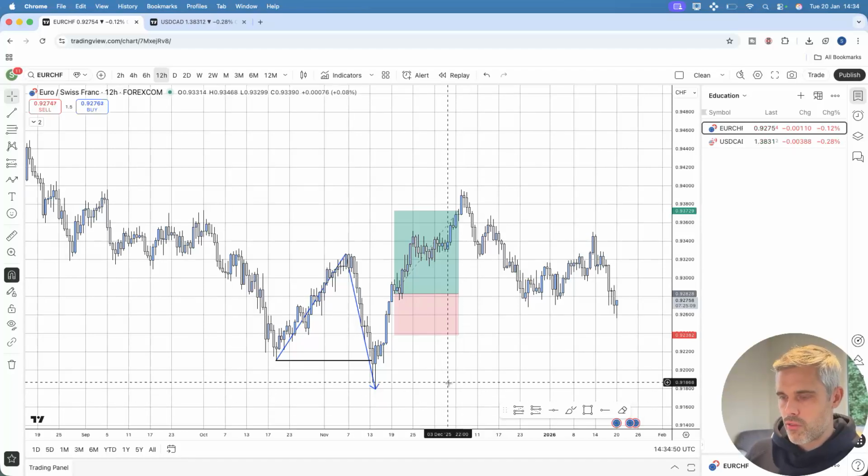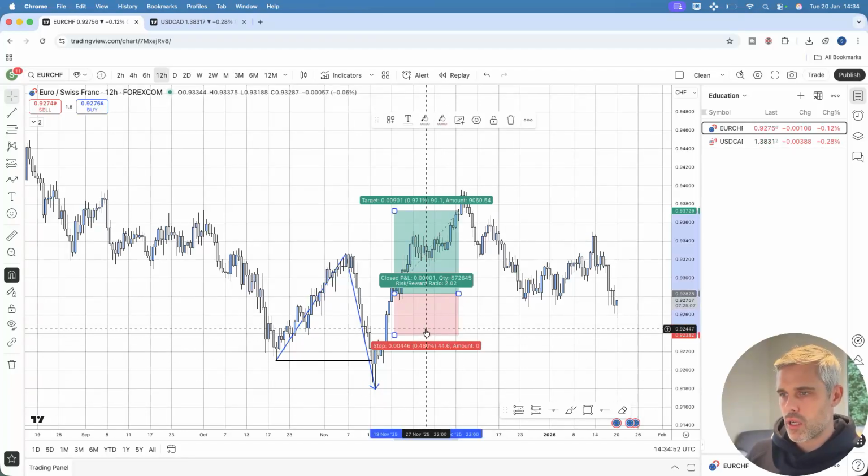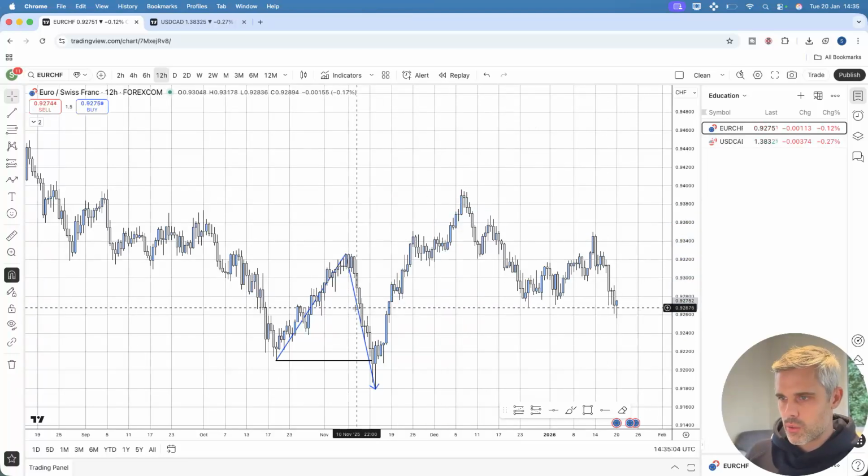Let me show you how to effectively use proper shifts in market structure to take high probability trades like this 2R long on Euro CHF. Then I'll dive into some theory and then cover an additional example on USD CAD. So let's get into it.